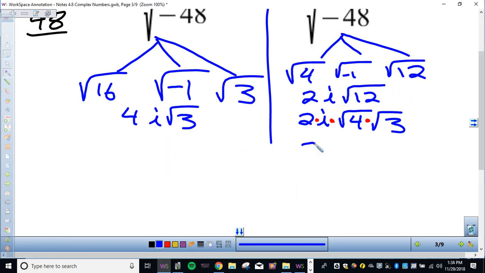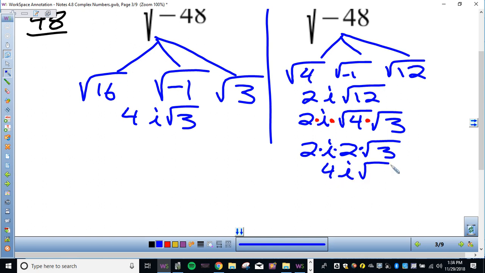So we end up with 2 times i times 2 times square root of 3. Again, these are multiplication in between. So you end up with 4i root 3.